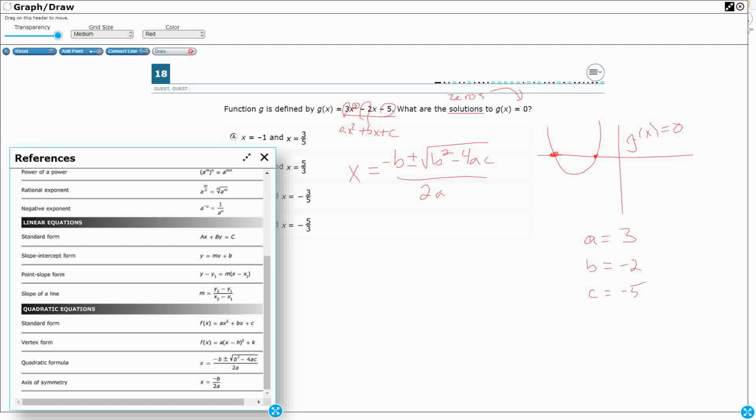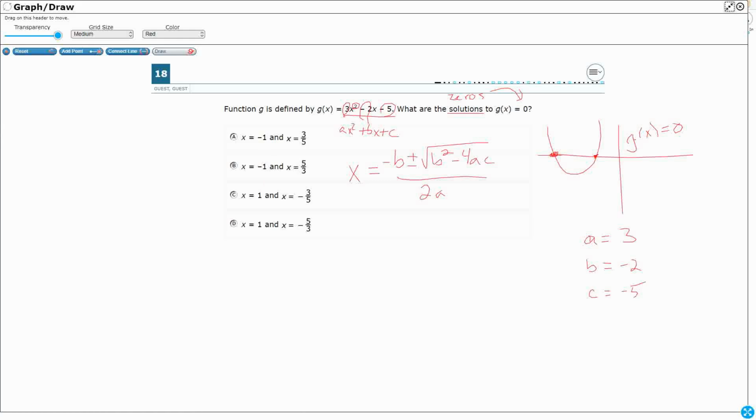All right, so if I know that, then I know my quadratic formula here. So let's substitute. X equals negative, and then my B is negative 2, so it's going to end up being a positive 2, but let's go ahead and copy that down. Plus or minus the square root of negative 2 squared minus 4 times a, which is 3, times c, which is negative 5, over 2 times a, which is 3.